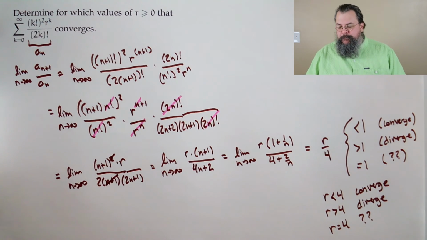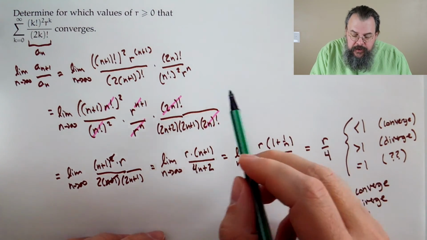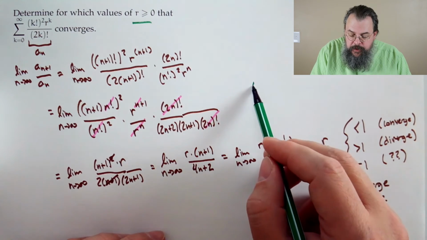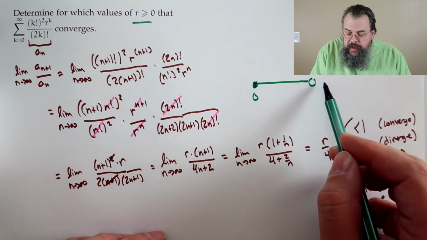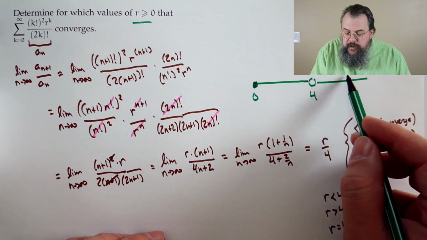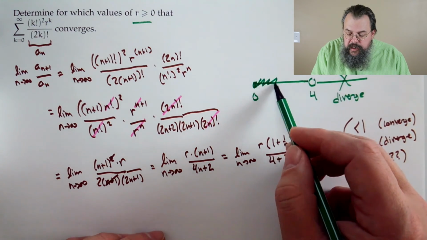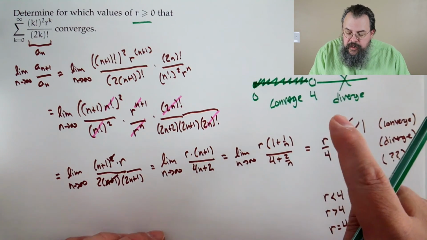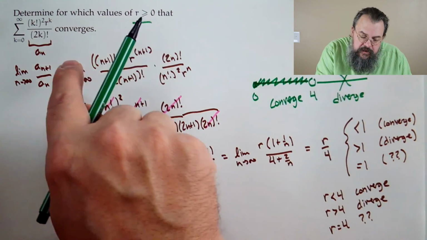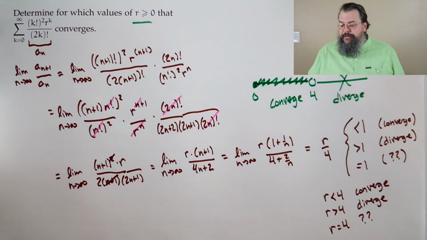Okay, what has happened here? Well, essentially, we only care about r greater than or equal to 0. So we only care starting at 0. And we've now said that after 4, you're out. You're going to diverge. Between 0 and 4, you're in. You're going to converge. But what we don't know is what happens at 4. And it says, determine for which values of r greater than or equal to 0 that it converges. We have to come to some kind of conclusion about 4.